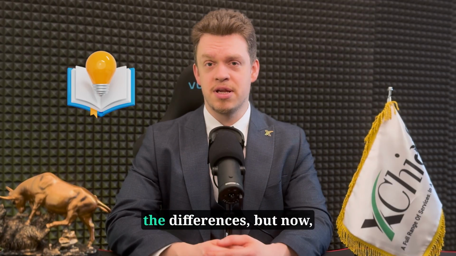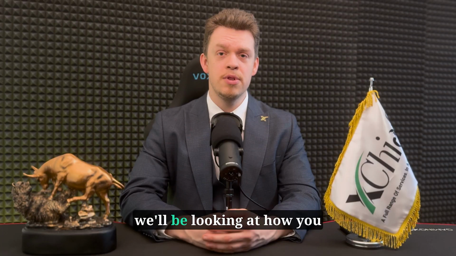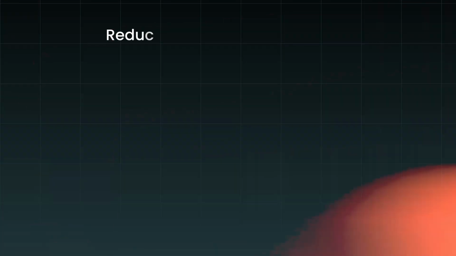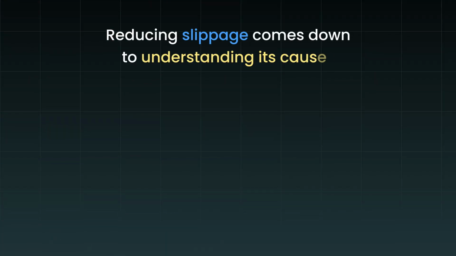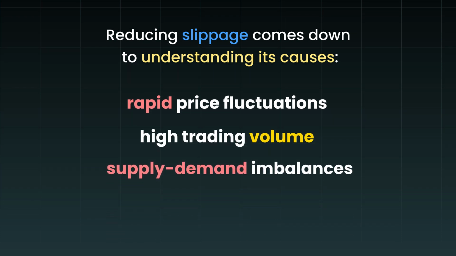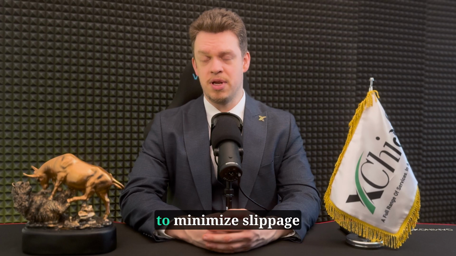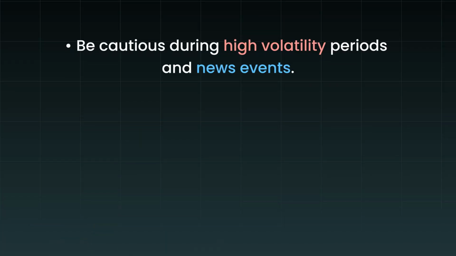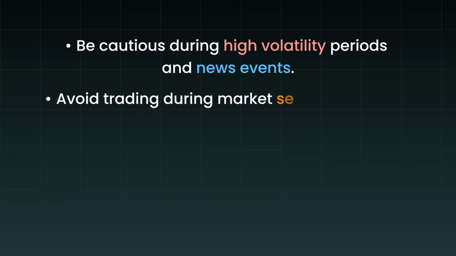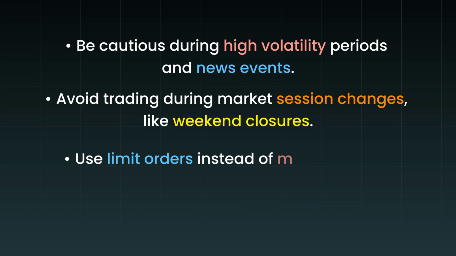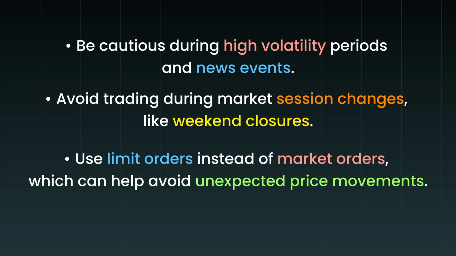It is important to understand the differences, but now as you do, we'll be looking at how you can avoid slippage. Reducing slippage comes down to understanding its causes: rapid price fluctuations, high trading volume, and supply-demand imbalances. Here are three ways to minimize slippage. Be cautious during high volatility periods and news events. Avoid trading during market session changes like the weekend closures. And use limit orders instead of market orders, which can help avoid unexpected price movements.